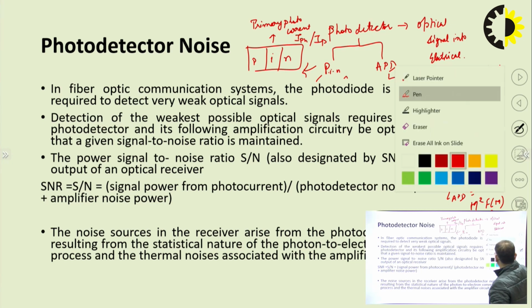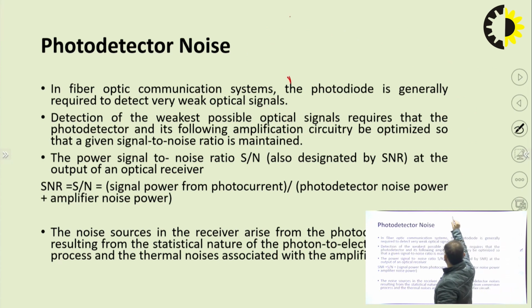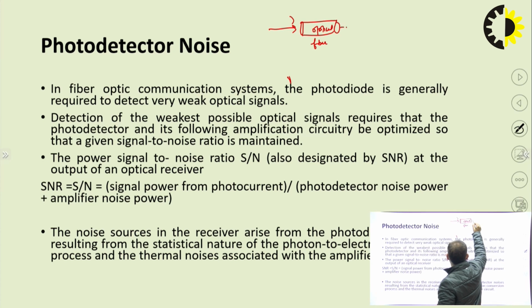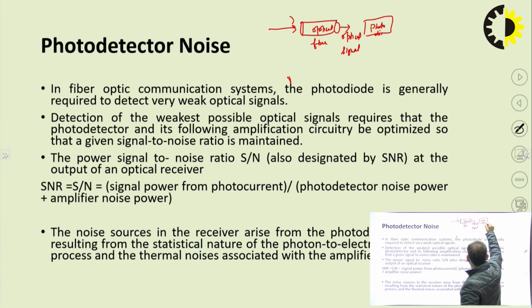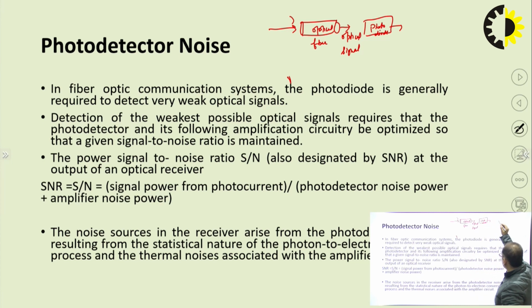So when the signal from the optical fiber cable, in the form of an optical signal, optical light energy, strikes the photodiode, this photodiode converts the light energy into the electrical signal. Clear? And this photodiode is a part of what? The receiver. It is the first component of the optical receiver, that is, the photodiode.